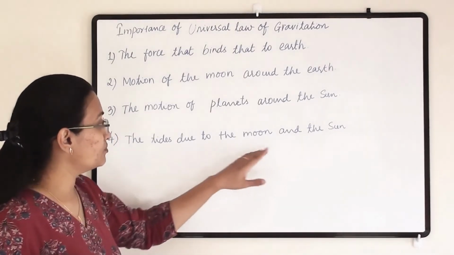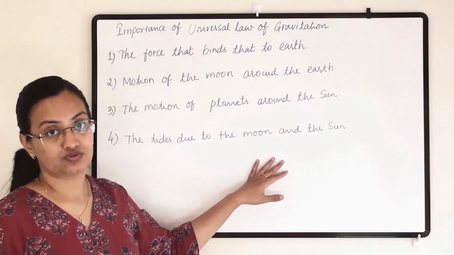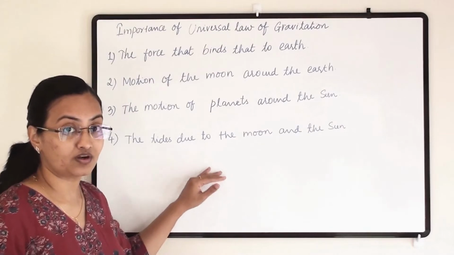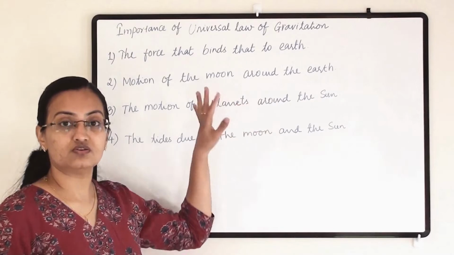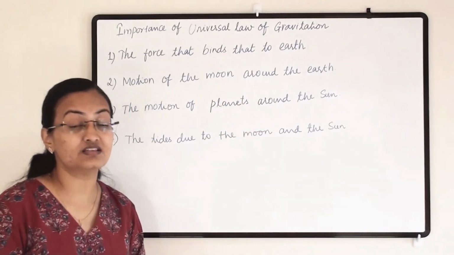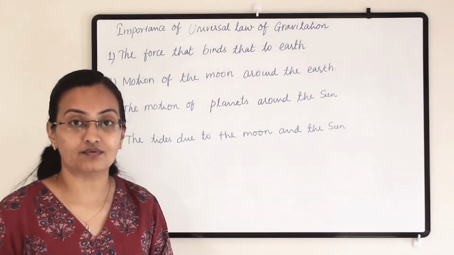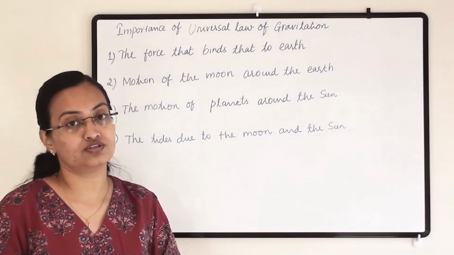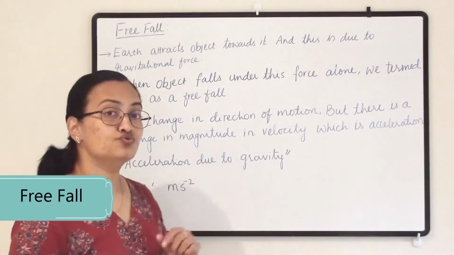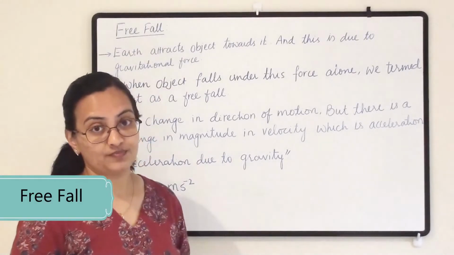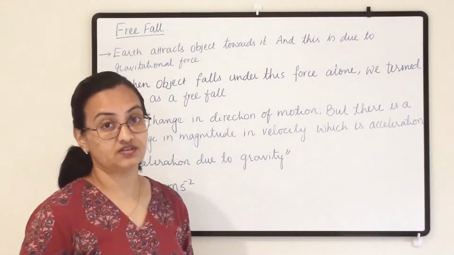The tides due to the moon and the sun. Tides are an important part of our ecosystem and ecology. So they are important, and that is because of the moon and the sun's gravitational force. So these all are the important points, and this is the importance of gravitational force. Without that we cannot survive, and without that our ecosystem will not survive on the earth. Free fall and acceleration due to gravity and the constant G. These all topics are under the CBSE Standard 9 syllabus from the 10th chapter, Gravitation.